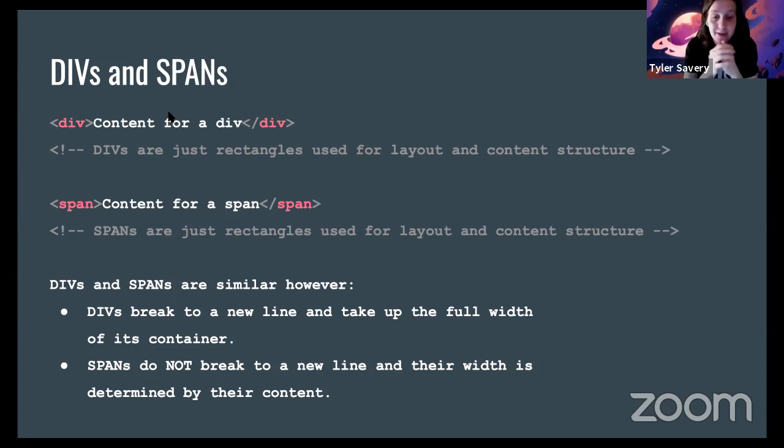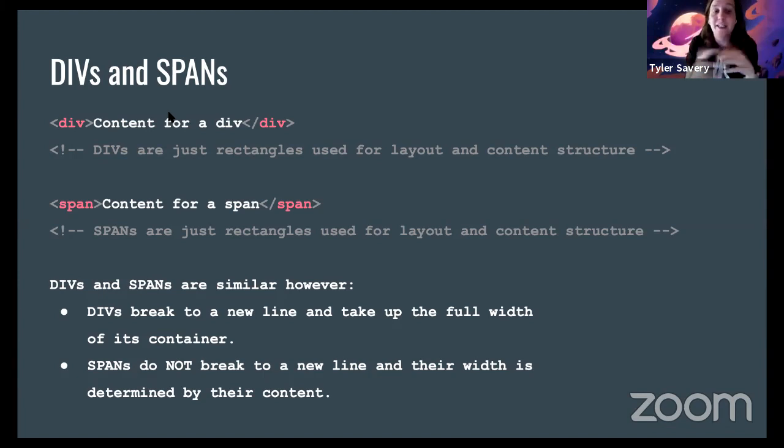Spans are similar. The main difference is if you have two divs on top of each other, the second div will always go down to the next line. Unless you set some stuff in CSS to make these things be beside each other, by default, there's a div and then a line break and then another div, the line break if you have a bunch of divs.